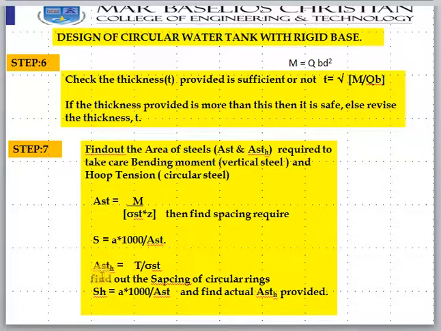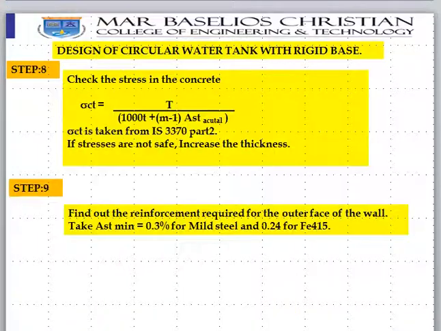Okay, and AST, using the T you are finding out AST horizontal. AST horizontal, or hoop, is equal to T by sigma st. We have done the previous case also. This reinforcement is going to be the circular rings actually. Once you got AST, find out the spacing. Spacing you know it already. You decide a diameter of the bar, A into 1000 divided by AST. Okay, is that clear? So you got area of steel.